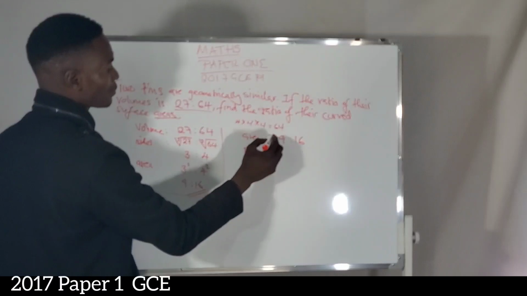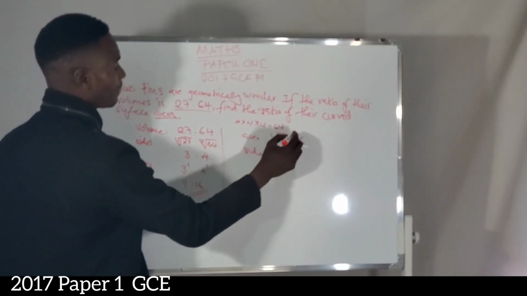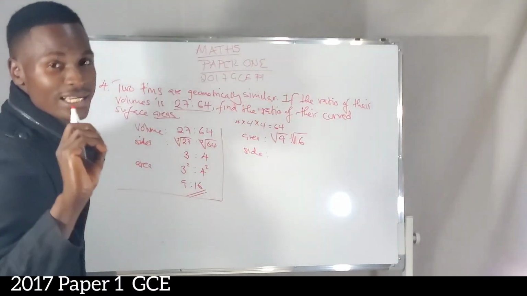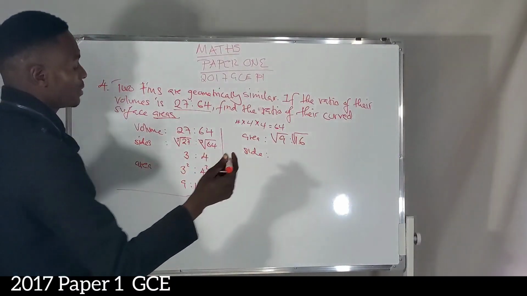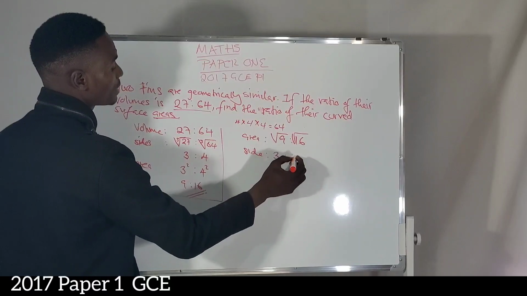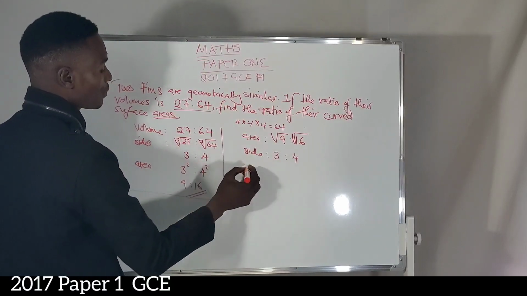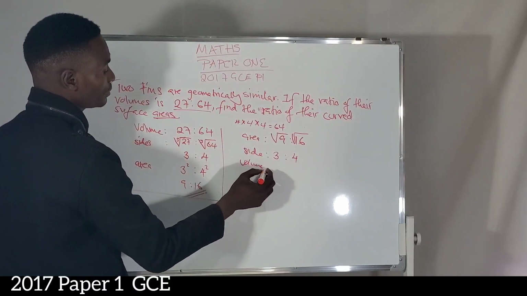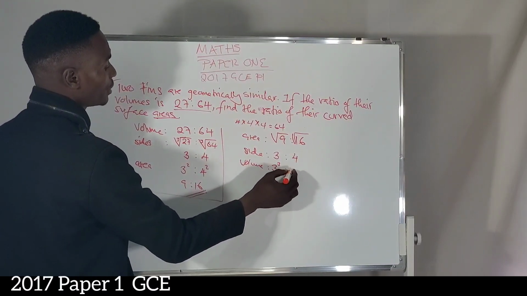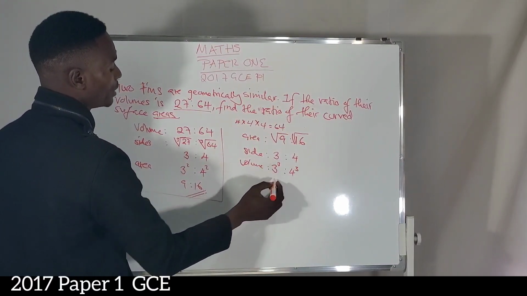Since it's area, you square root. Okay, volume you cube root, area you square root. So we're going to say the square root of 9 is 3, the square root of 16 is 4. So to find volume, you cube these. So it will be 3 cubed to 4 cubed.